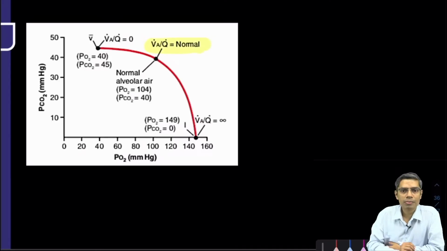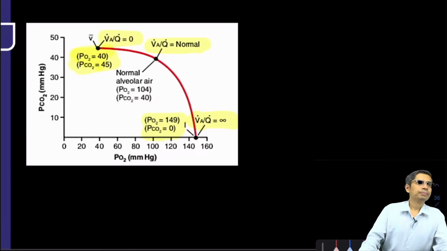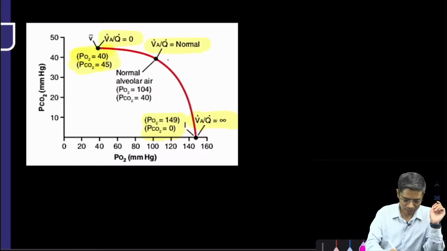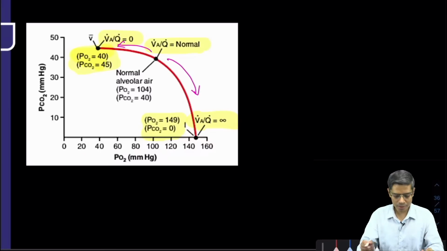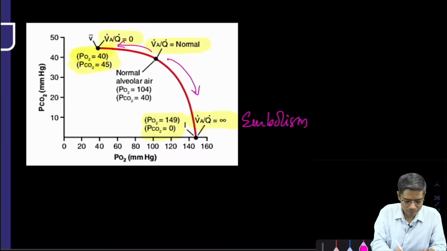So, this is VQ ratio normal. This is VQ ratio infinity. It is given what is the partial pressure of oxygen, what is the partial pressure of carbon dioxide, and this is VQ ratio 0, partial pressure of oxygen, carbon dioxide is given. Right? I hope all of you got it. So, please give me a thumbs up whether you get it or not. So, VQ ratio is decreasing and increasing, what will happen? So, this is a case of embolism and this is a case of bronchial obstruction.